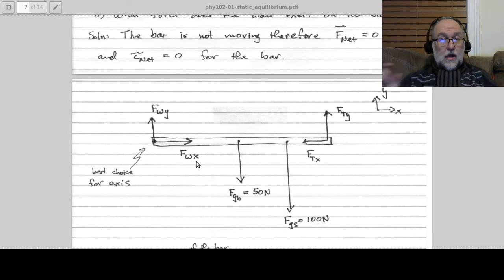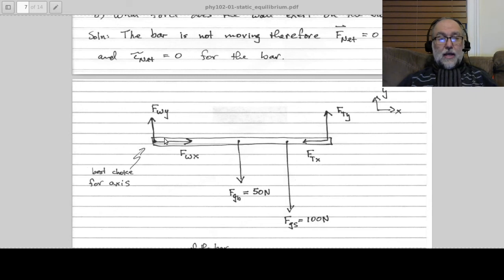Because R is going to be 0. The force is acting right at the axis, no torque. What about the torque due to FWY? 0. Because, again, the force is acting right at the axis. So when we go to calculate the torques, due to these two forces it is 0. Great. What about the torque due to this force?